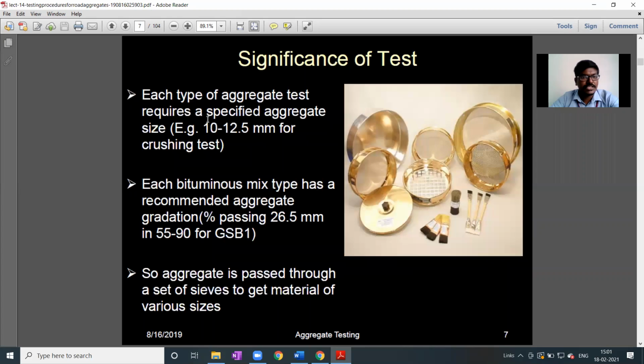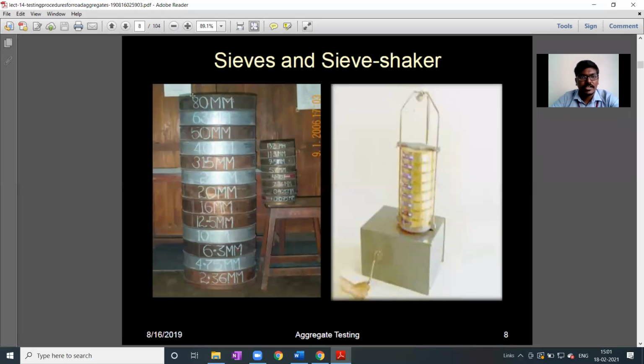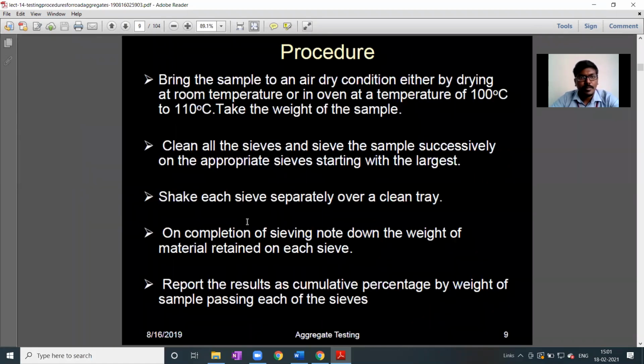So sieve analysis first is all about the sieves required. You can see the bigger sieves like 80, 63, 50, 40, 31.5, 25, 20, 16, and also the smaller sieves 13.2, 11.2, 9.5. We will be mentioning the gradings, right? Here you can see the sieves clearly.